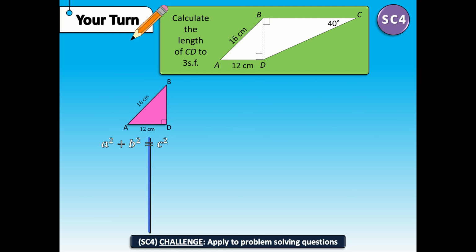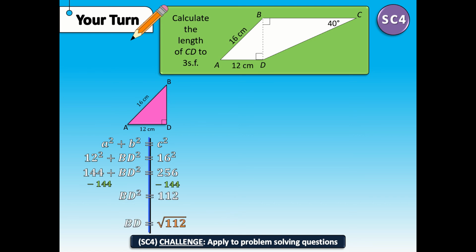If I work out BD first, that will help me. So I can use Pythagoras' theorem to work out BD. So BD is the square root of 112. And then I can use trigonometry to work out CD.